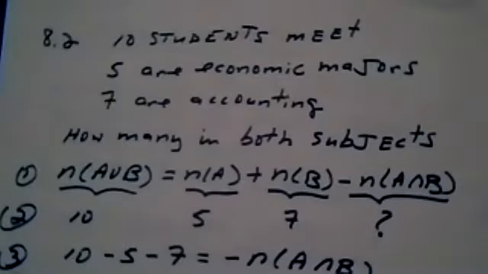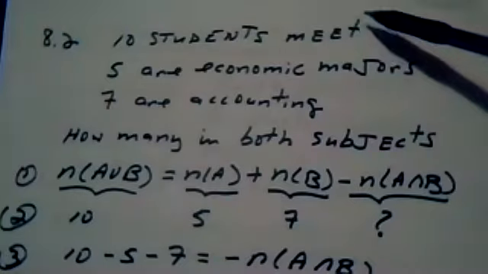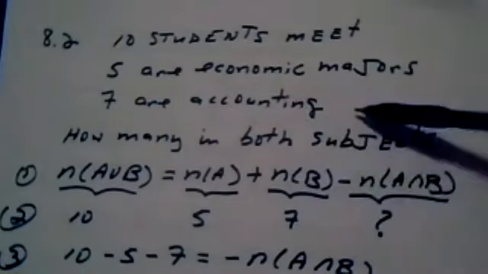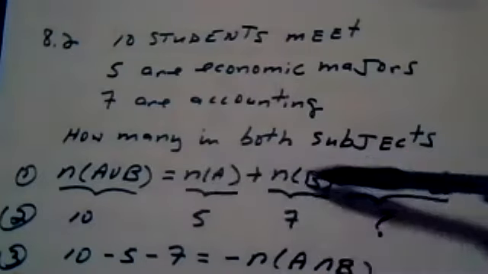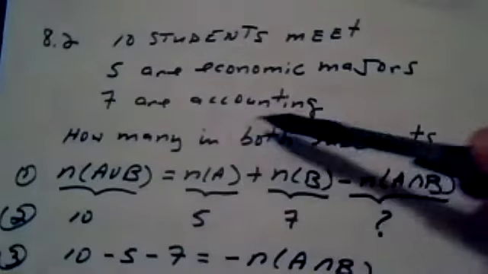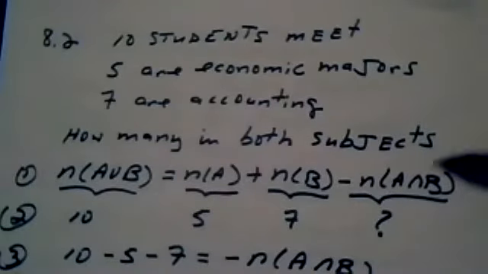Suppose we had 10 students who were meeting, and 5 were economics majors, 7 were accounting. How many are in both? So if you look at this formula, "how many" means you're counting, so this is like the one with the n. "In both" means you're looking for this. This is the both part.